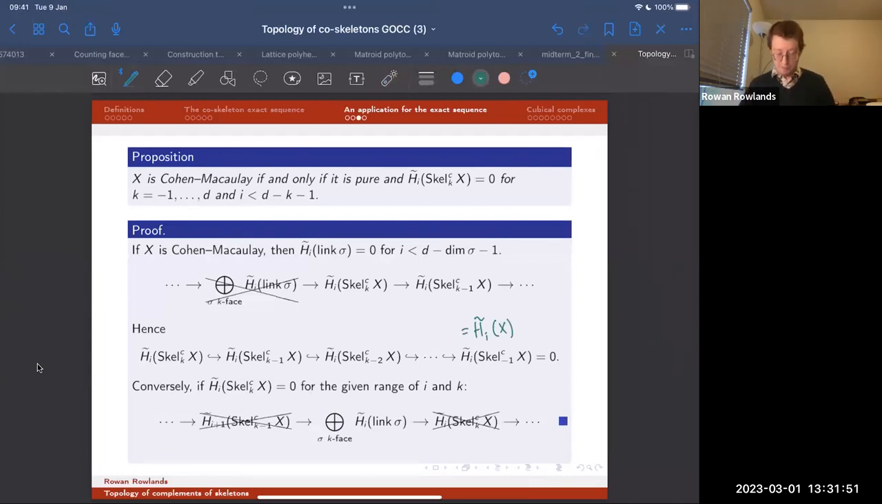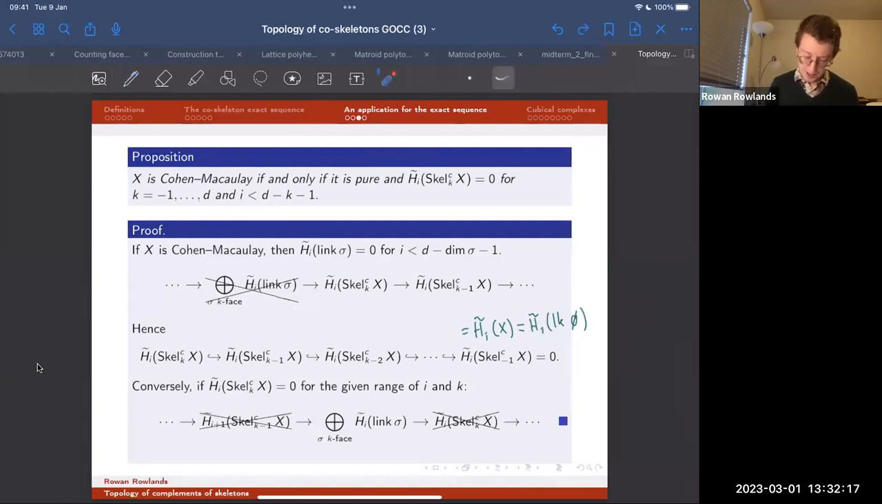But another name for X is that it is also the link of the empty face of the polytopic complex. It's the collection of all faces of the complex that contain the empty face, so that is all of the faces. And so this term here equals the ith homology of the link of the empty face, and by the definition of Cohen-Macaulayness, that link has to be 0.